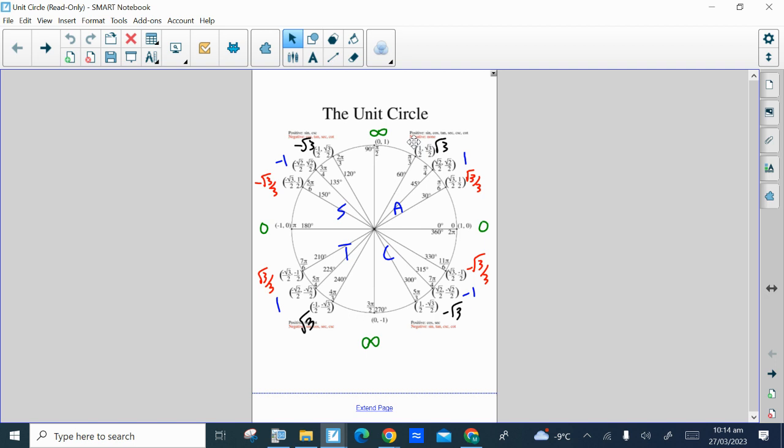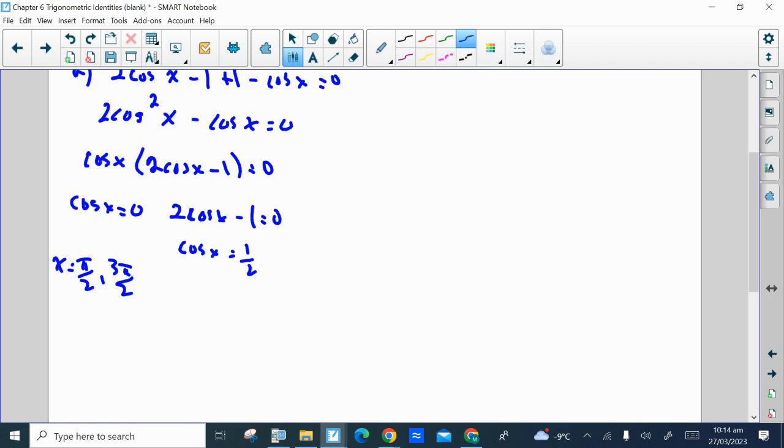You only need the first quadrant. We talked about that. The cosine is a half at pi on 3. Using the CAST rule, you'd have to be in the C quadrant, which is the fourth quadrant, because cosine is also positive there. And that angle would have a reference angle of pi on 3. So from 2 pi, you'd back up pi on 3. 2 pi would be 6 pi on 3. Backing up 1 pi on 3 gives us the 5 pi on 3 as well. So x will equal pi on 3 and 5 pi on 3.